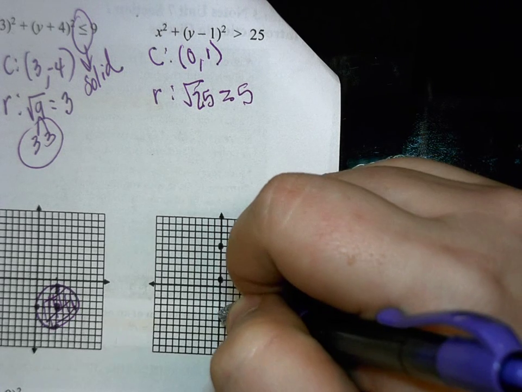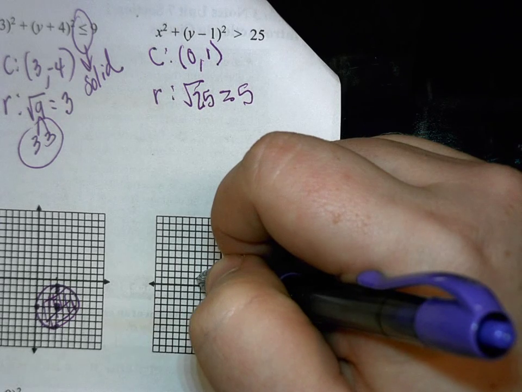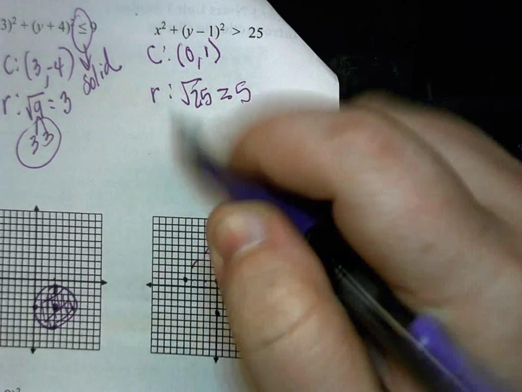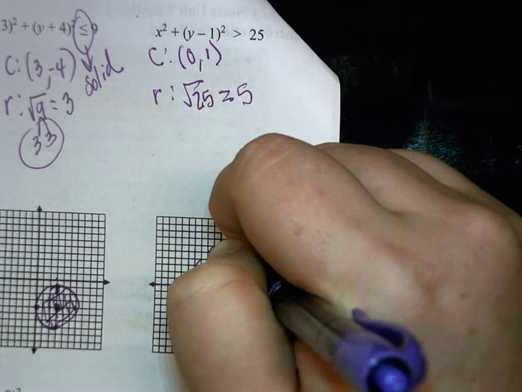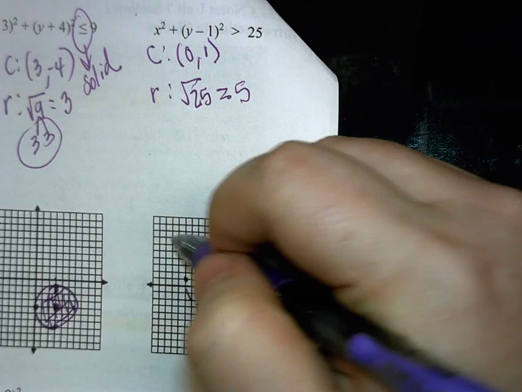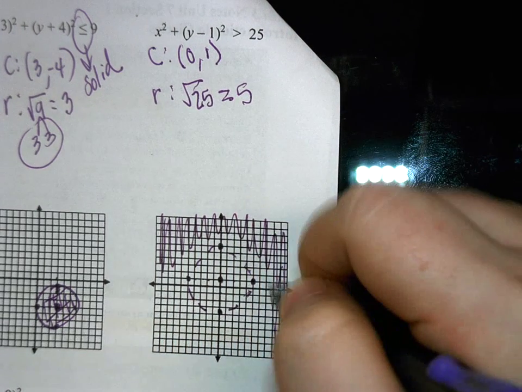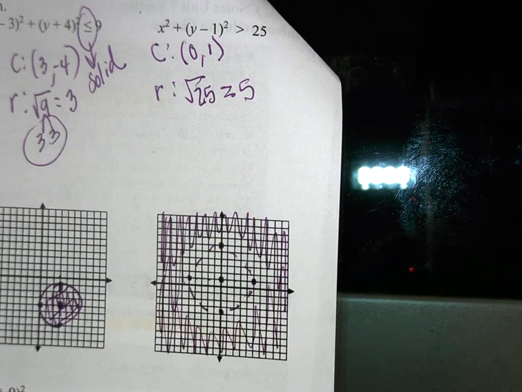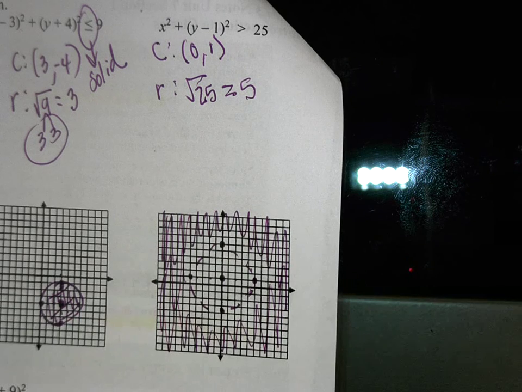And then we have the greater than sign there. So because it doesn't have the equal to sign, we are going to have a dotted or dashed circle. Good. And then greater than means we are going to shade where? Outside of the circle. And that is perfect. Do we have any questions on any of this? Give me a thumbs up, down, in the middle, how you're feeling about this so far. So good. Okay, thank you for those of you that voted.